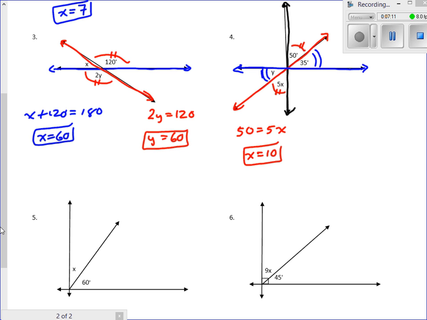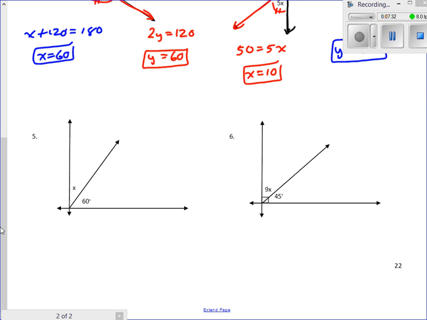And notice I mark it a little bit differently than I did with the red markings, just to indicate, again, the y and the 35 are also vertical. They're across from each other, but they're a different set of angles than the red ones that I marked initially in this problem. Here, we're not actually going to have to solve anything. Y equals 35, and I'm done.